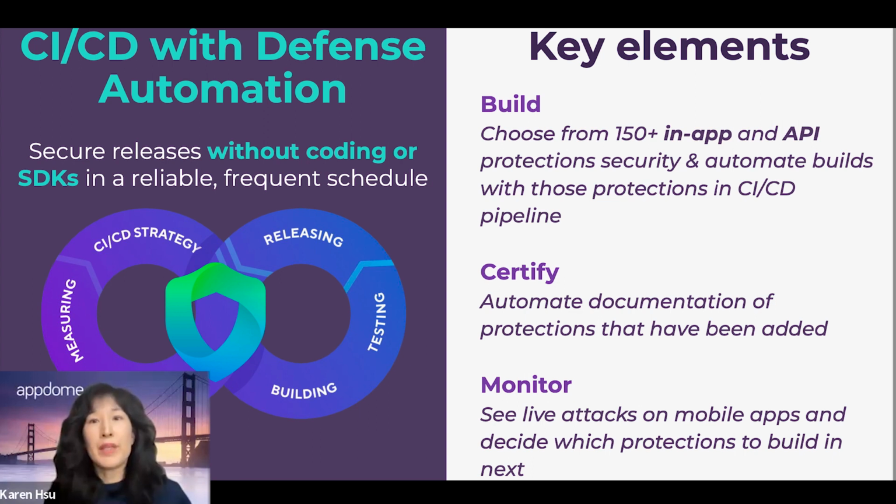First of all, being able to build secure apps, and that means choosing from 150 in-app protections and being able to automate those builds with those protections in the CI/CD pipeline. So those are in-app protections and API protections. Certifying that those protections have been added so that the release team has documentation and proof that the protections have been added to the apps. And then finally, when the apps are in production, teams are able to see live attacks on the mobile apps so they can decide which protections they want to build in next and start this process all over again.